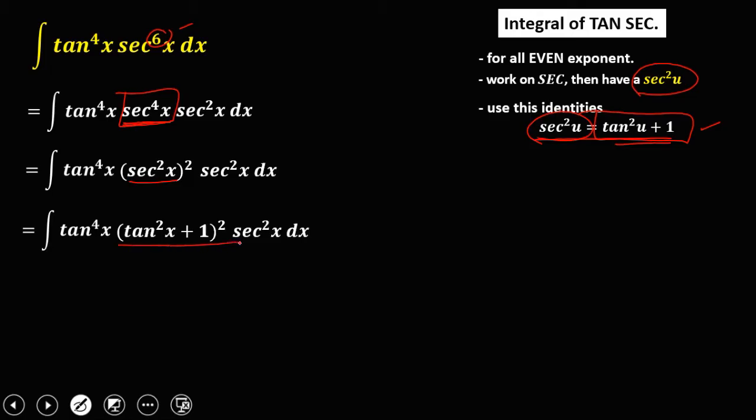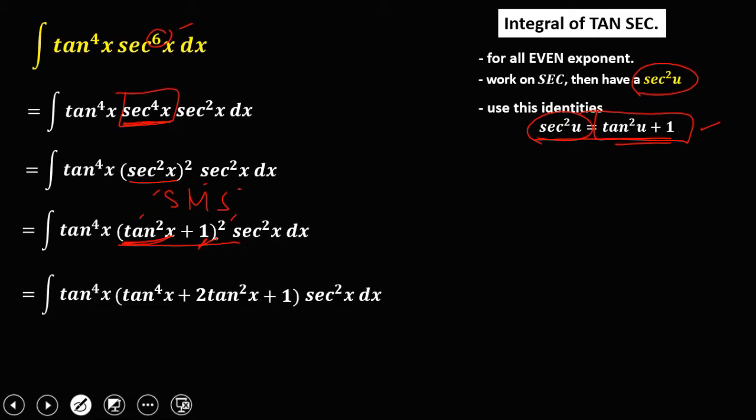Then expand this equation, using the SMS method. So we have now the integral of tangent to the power 4x, then S, the square of the first term, so the square of tangent squared x, that's tangent to the power 4. Then M is multiplication, so multiply 2 times 1, that's 2, times tangent squared x, so that's 2 tangent squared x. Then S, the square of the second term, so the square of 1, that's 1. Then bring down the secant squared x dx.